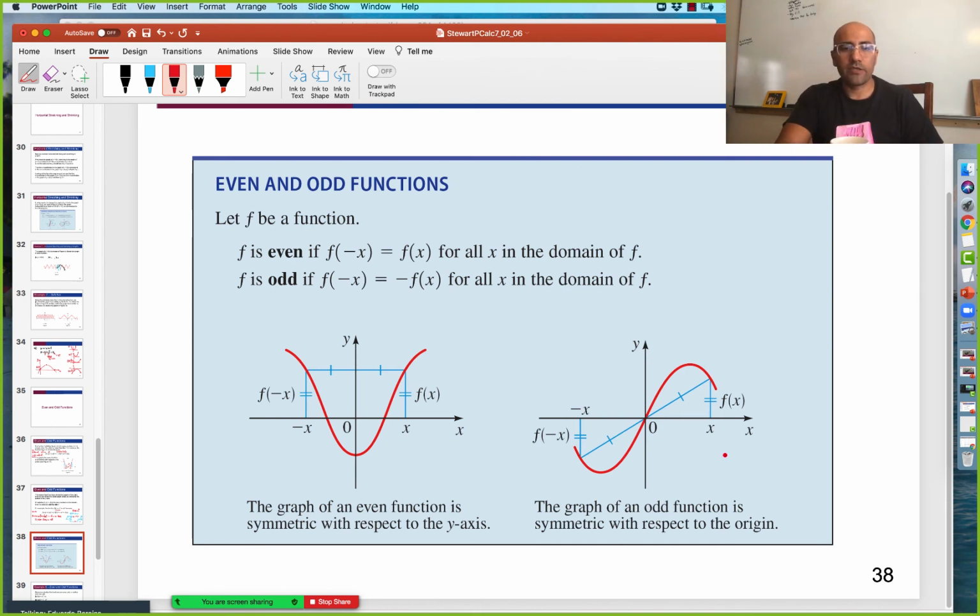When you graph them, this is what you get. For an even function, it'll be a mirror image about the y-axis, whereas for an odd function, you have to think about the line y equals x. This line right here is the line y equals x. And so the graph is going to give you a reflection about this line.